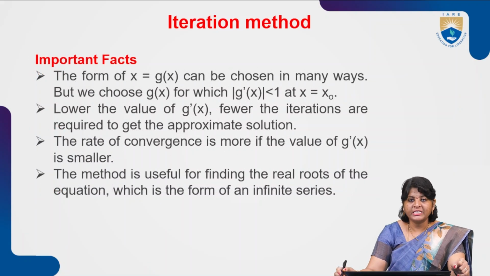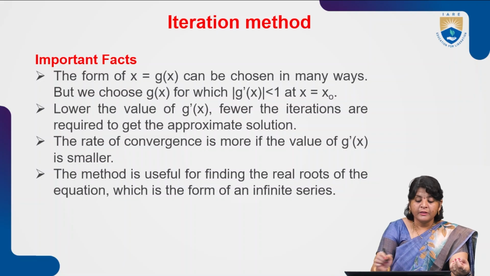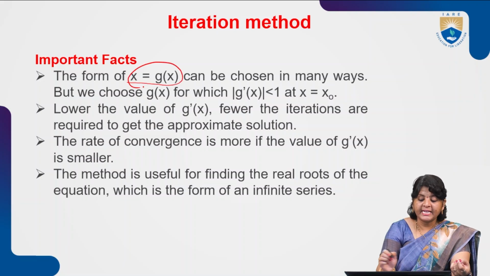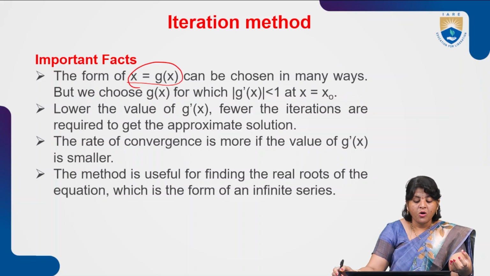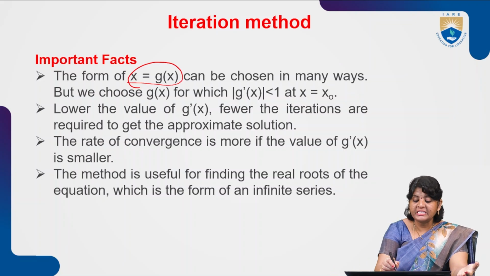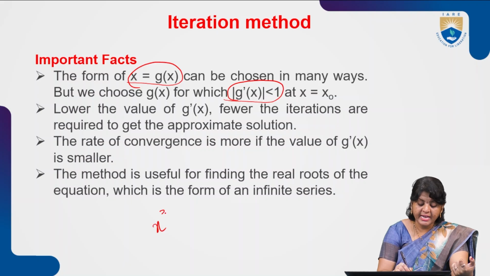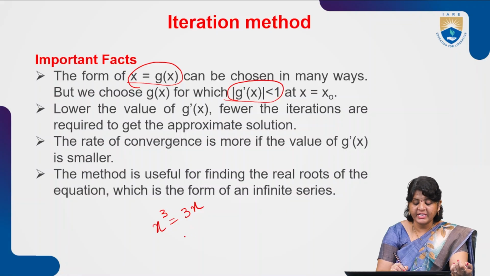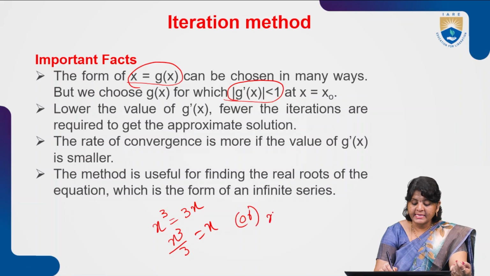And the important fact which we need to remember is that the form x is equal to g of x can be chosen in many ways, but we choose the g of x for which this condition is satisfied. What does it mean? Suppose there is an equation x cube is equal to 3x. Now what is x? In general, we can take it in many ways: x cube by 3 is equal to x, or x is equal to 3x whole power 1 by 3.